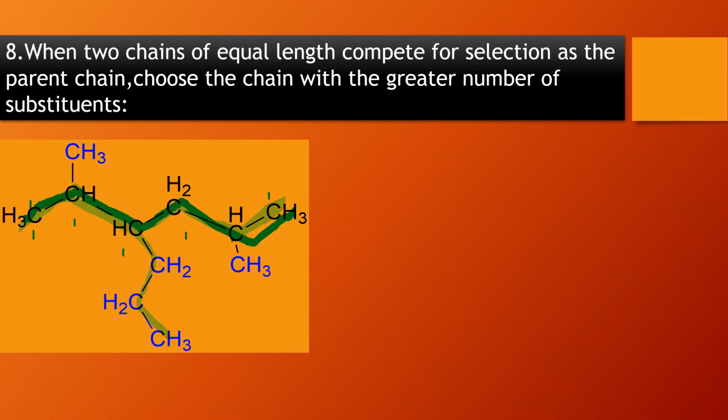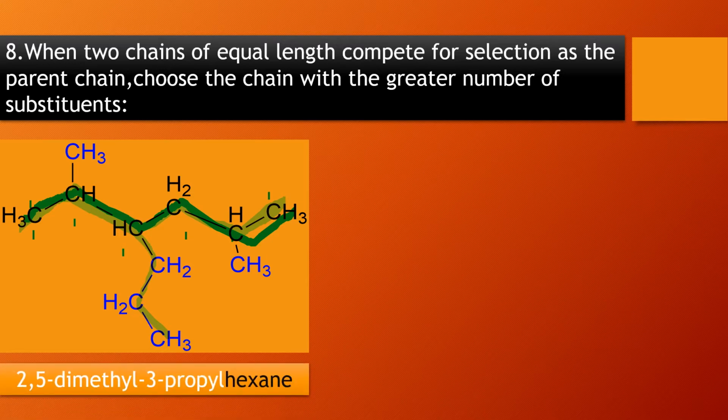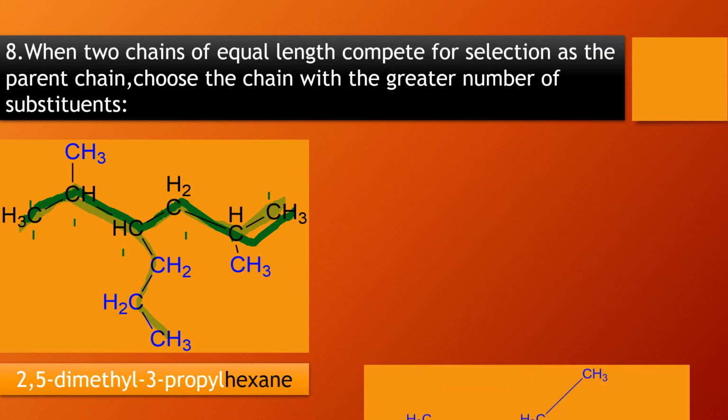So what will be its name? There is a methyl group at the second position, and a methyl group at the fifth position. So 2,5-dimethyl, and at the third position it is propyl. So 2,5-dimethyl 3-propyl hexane.